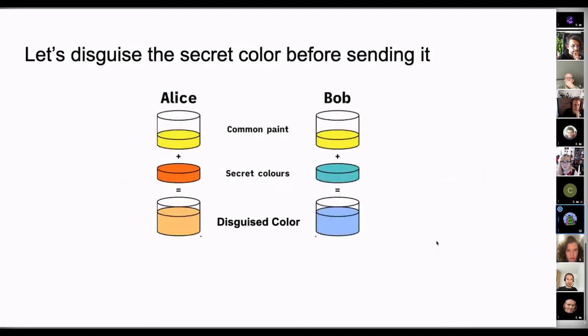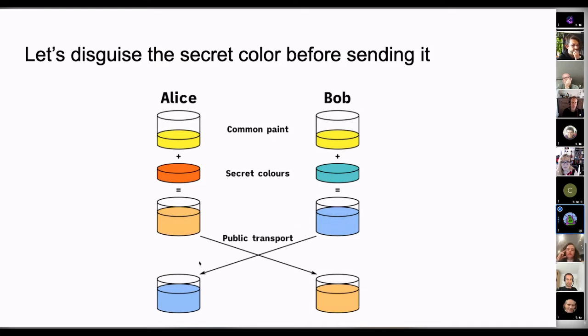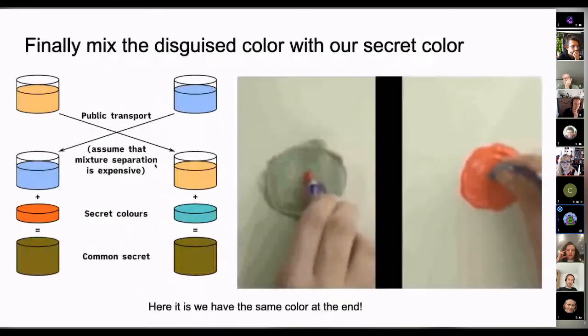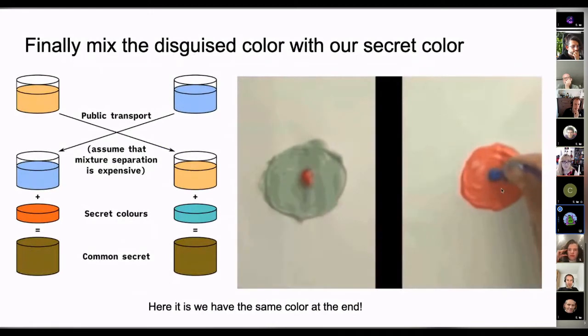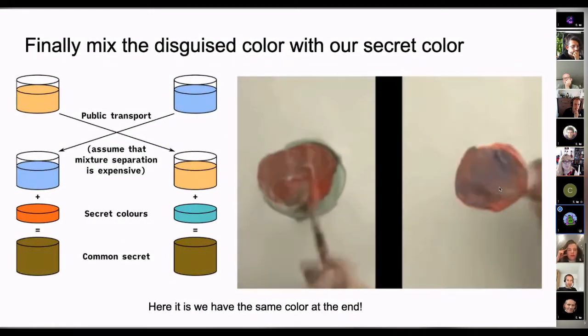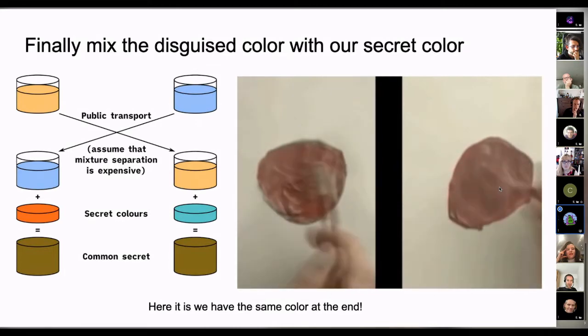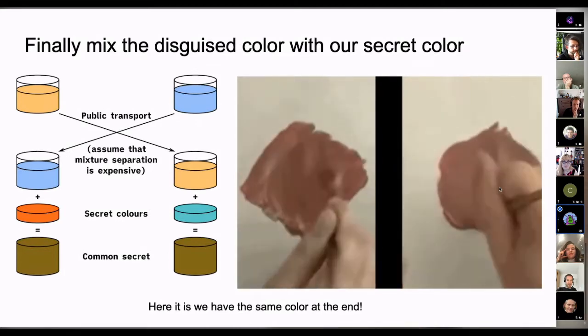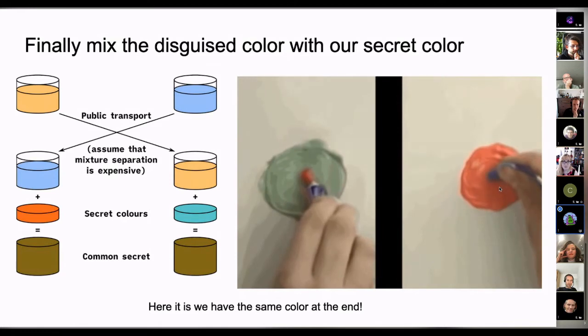What we are going to do is disguise our secret color before sending it. Alice will mix her secret color with the common color, and will get that orangish color. Bob will do the same. And as you can see, there is no way to guess what the secret color was because you cannot unmix colors. We send that to each other, and it's like magic. If I add my secret color to the disguised color of the other user, we end up having the same color. That's how it works. We are able, on an unsafe channel, to create a common secret.